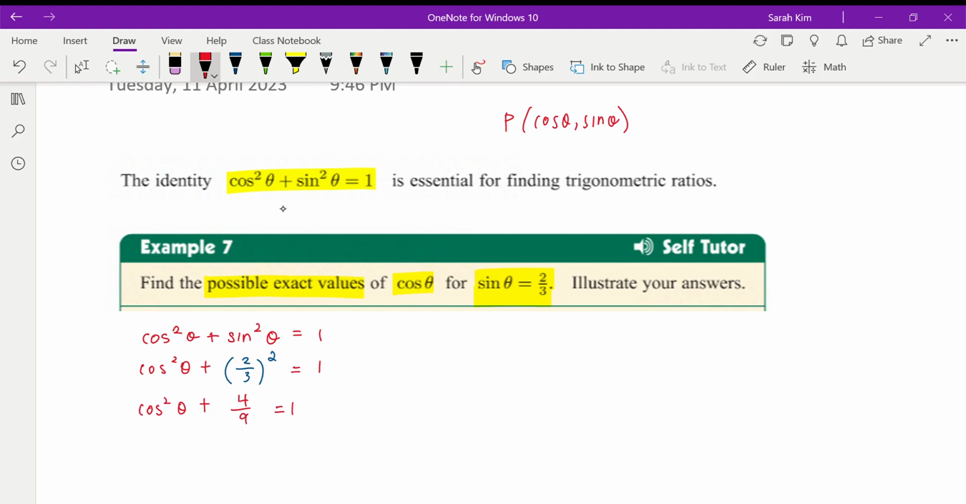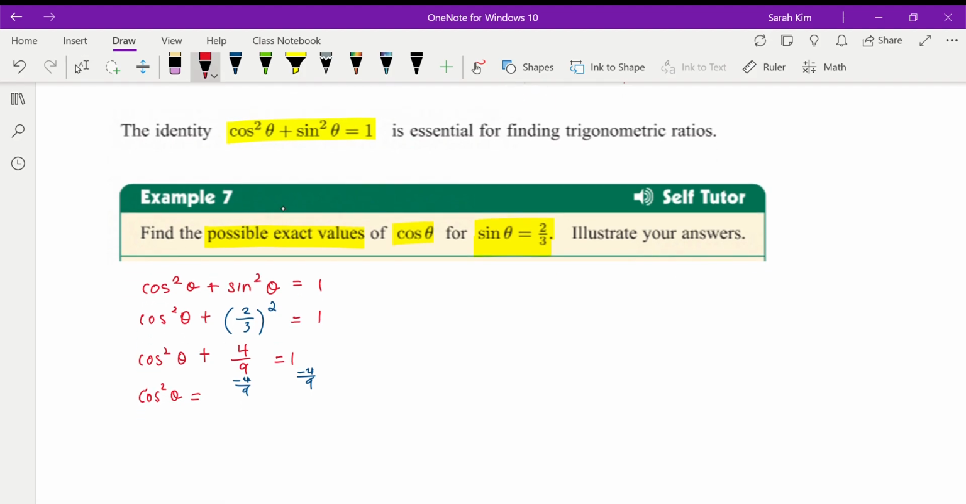So this is kind of the maths we have. All I need to do is have cos squared theta by itself. So I'm just going to take 4/9 from both sides. If I use the calculator, 1 take 4/9, that's going to be 5/9. Now, I just have to square root both sides because I've got to get rid of the squared part.